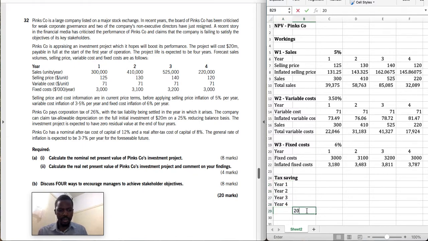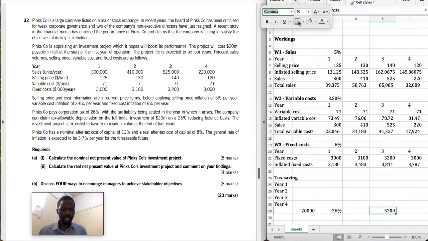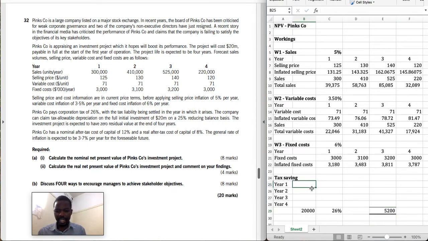Then in year 4 we will have the cost of the machine is 20 million, in thousand is 20,000. The tax rate is 26%. So the total tax will be 20,000 times 26, which will be 5,200 for 4 years.